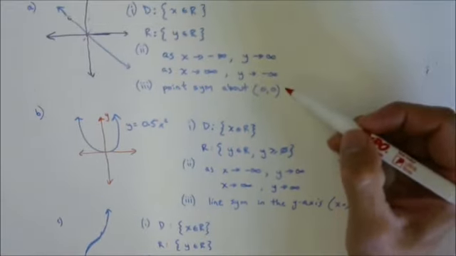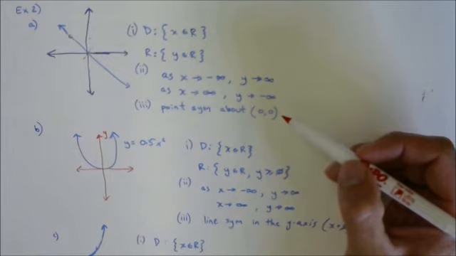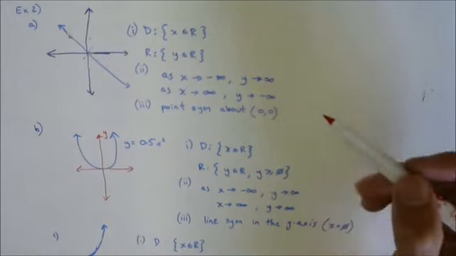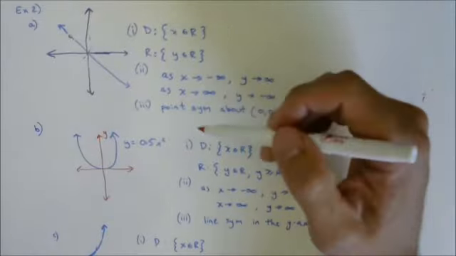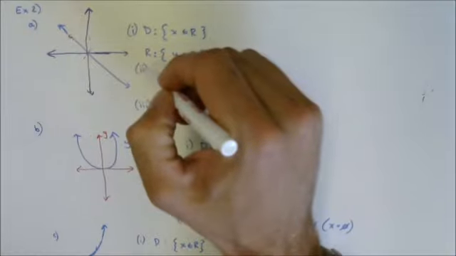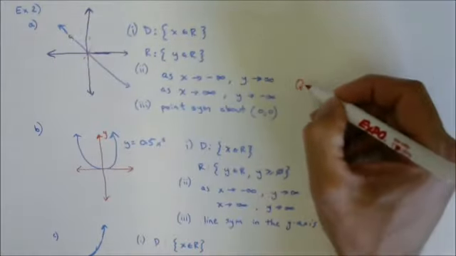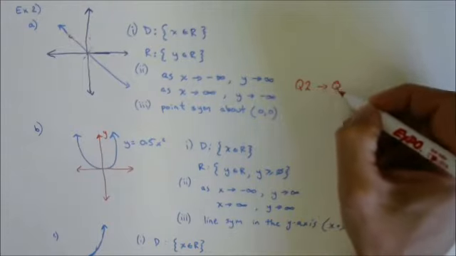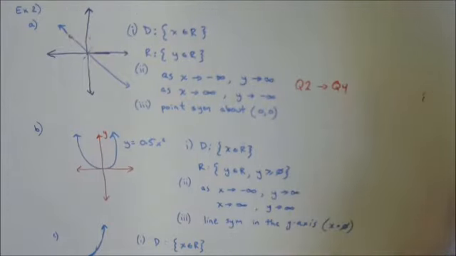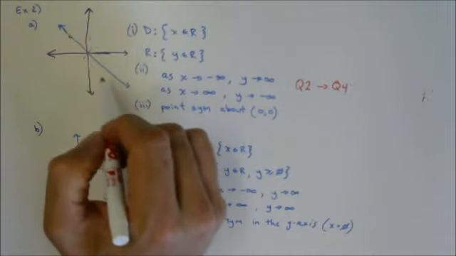Another way of noting end behavior is to tell what quadrant it starts in and what quadrant it goes to. Okay, so this one goes from, and we would read left to right, it's going from quadrant 2 to quadrant 4. So you say quadrant 2 to quadrant 4. That tells you what it's doing both ways. You know it's ending going this way and ending going that way.